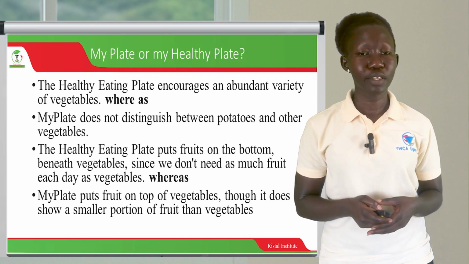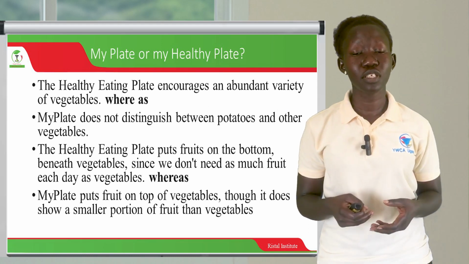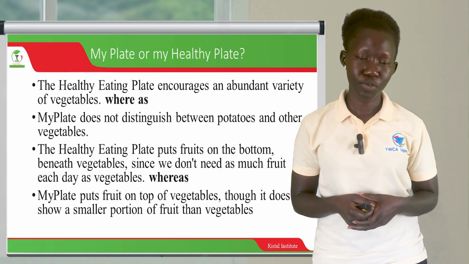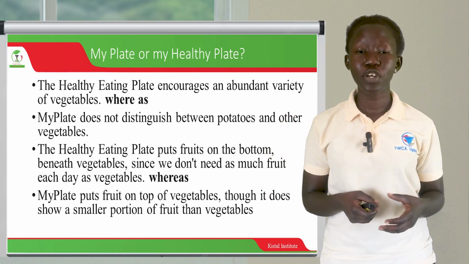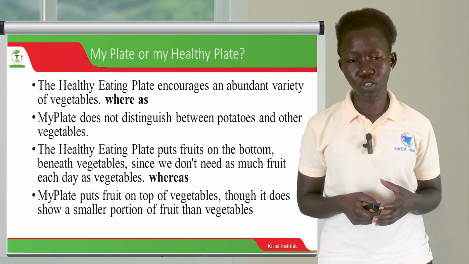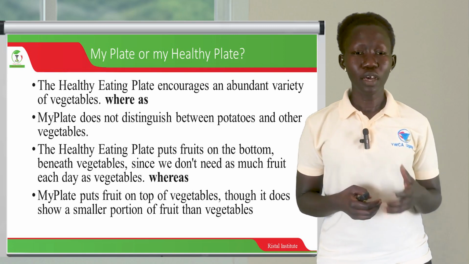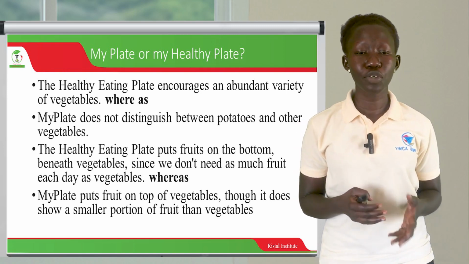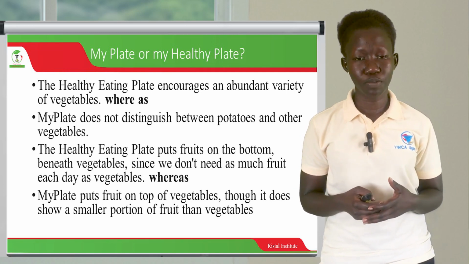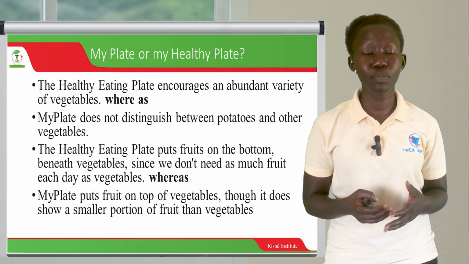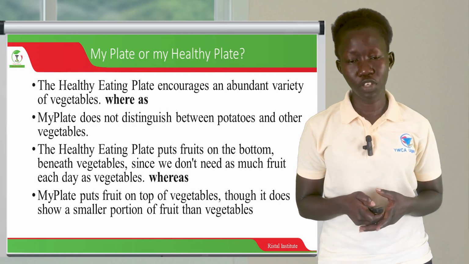The My Healthy Eating Plate encourages an abundant variety of vegetables, whereas the My Plate does not distinguish between potatoes and other vegetables. Remember, we said, according to My Healthy Eating Plate, potatoes and French fries are not going to be part of your vegetables because of the high calorie levels they contain. The Healthy Eating Plate also puts fruits on the bottom beneath vegetables because we do not need as much fruit each day as vegetables. But the My Plate puts fruits on top of vegetables, though it does show a smaller proportion of fruit than vegetables.